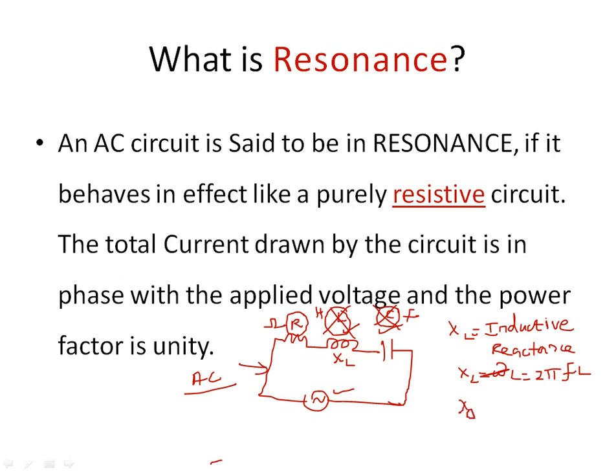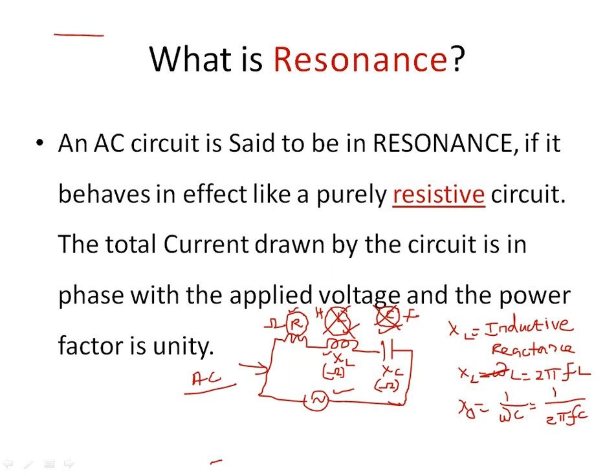Similarly, XC is nothing but capacitive reactance. Capacitive reactance is equal to 1 by omega C, which is 1 by 2 pi FC. Now the three passive components, resistance, inductance as well as capacitance, will be in homogeneous units. That is, the unit of resistance is ohm, the unit of inductance is ohm, and the unit of capacitance is also ohm. So now this AC circuit will exactly behave as a DC circuit, that is, a resistive circuit. What is the meaning of that? The effect of XL will be cancelled by the effect of capacitance.